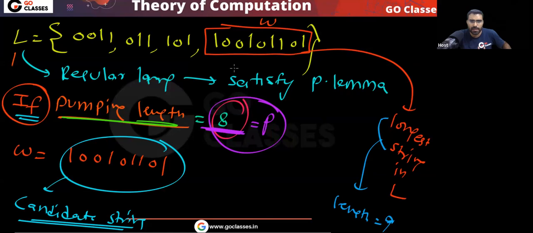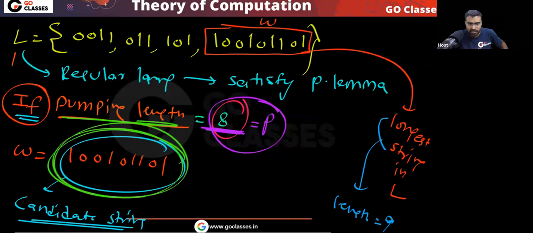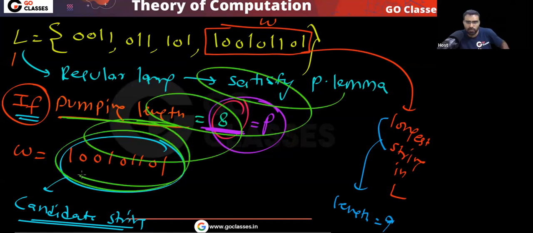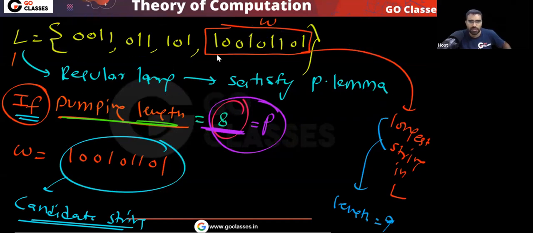So where is the problem? Your language is already finite. If you take p equal to 8, this string becomes a candidate string, it will pump and create an infinite number of strings. But your language is already finite. So where is the problem? The problem is that this pumping length is wrong. Yes or no? Is this point clear? This pumping length is wrong.